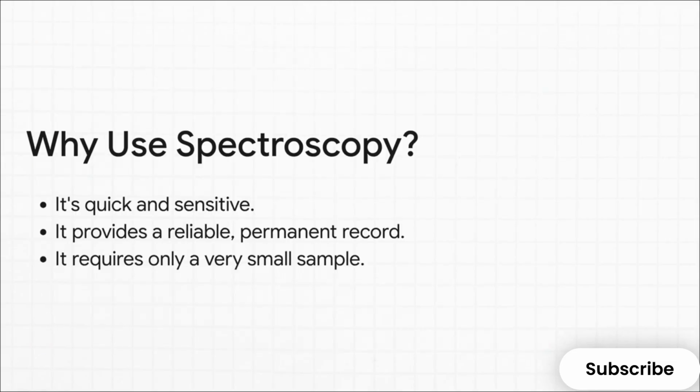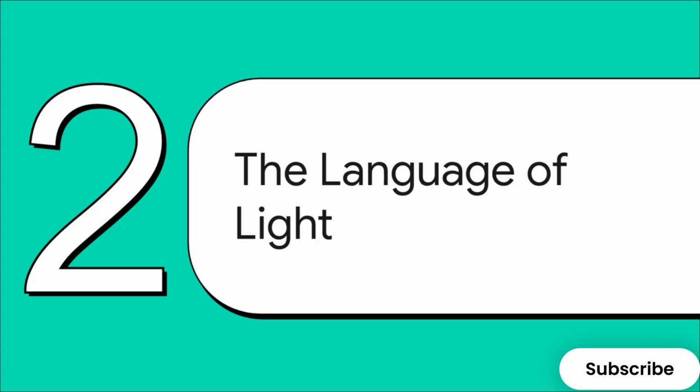So why is this method so incredibly useful? Well, for starters, it's super fast and unbelievably sensitive. Plus, the results are reliable, creating a permanent record, kind of like a snapshot of that molecule. And maybe the best part? You only need a teeny tiny amount of a substance to get a reading, and a lot of the time, you can even get that sample back when you're done. You know, to read these fingerprints, scientists needed a language that molecules could speak. And it turns out that language was light itself.